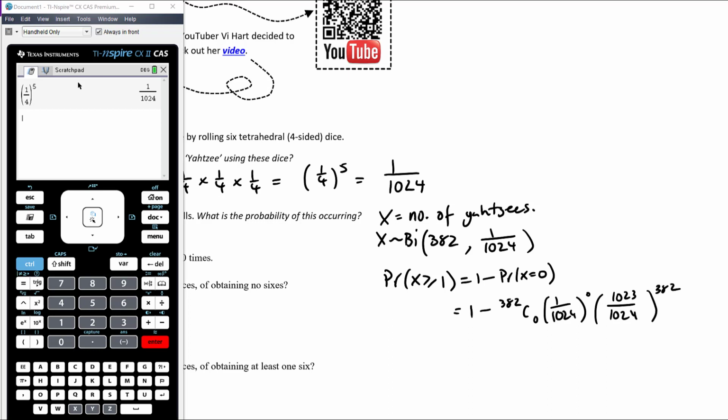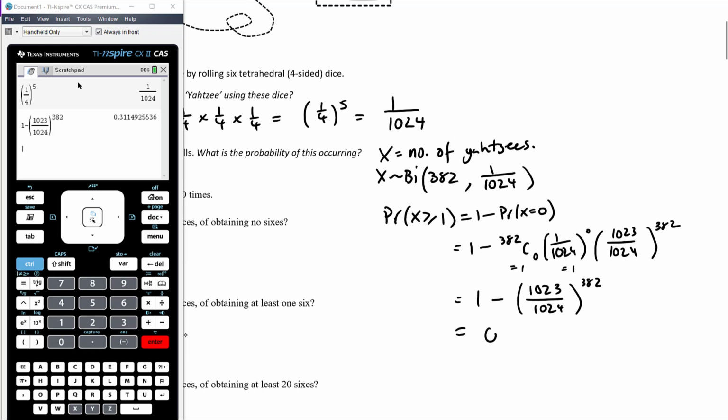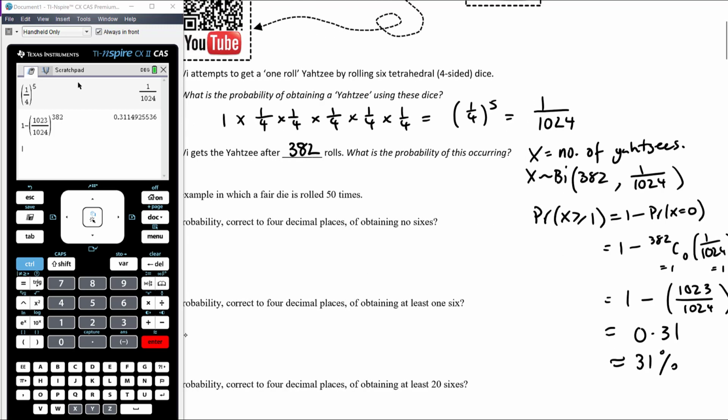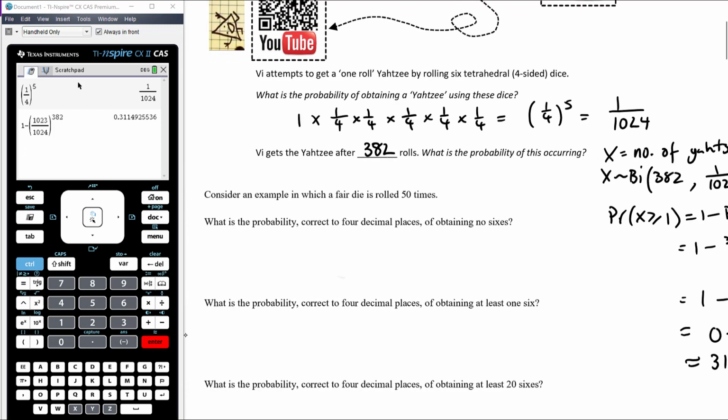So again, this is 1, this is 1, so it's just 1 minus 1023/1024 to the power of 382. If we work that out, 1 minus 1023 divided by 1024 to the power of 382 as a decimal is about 0.31. So it's approximately 31% chance of her actually doing that with these dice. So she got quite lucky in her video.